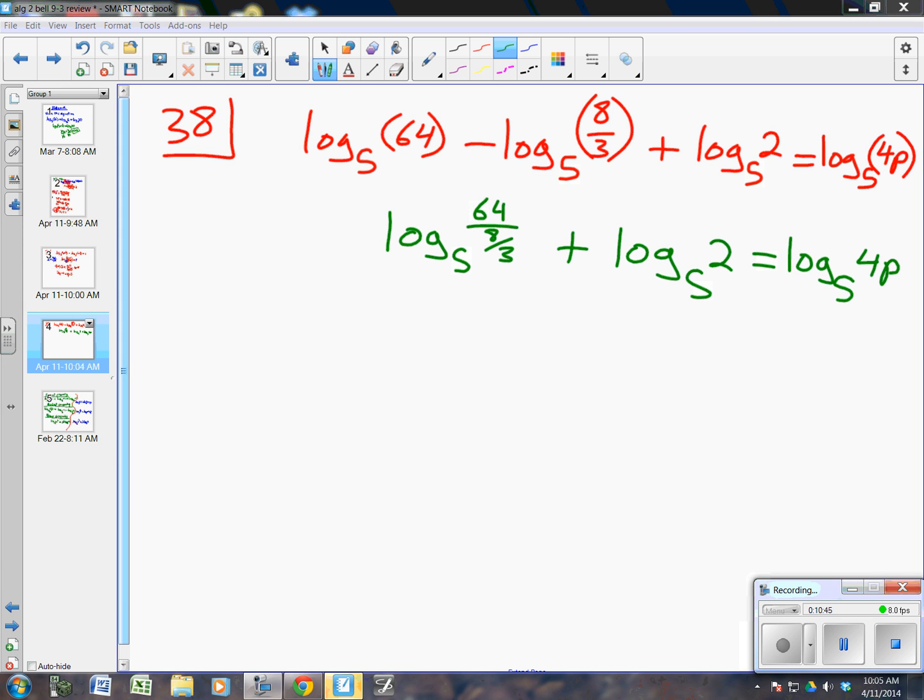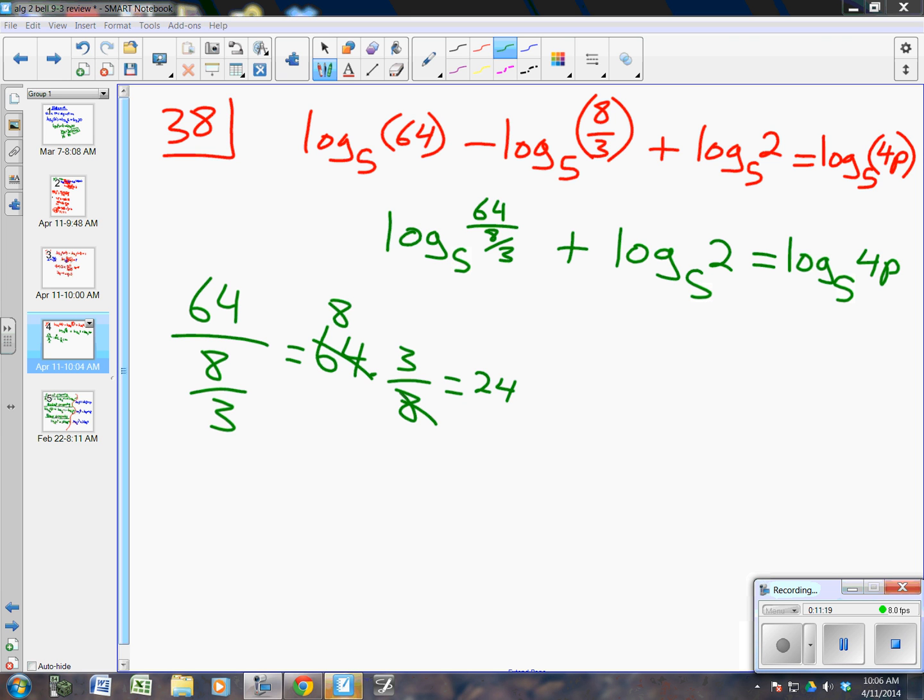Now, could I simplify 64 divided by 8/3? How do I simplify that? Well, what do you do? 64 times 3/8, right? 8 goes into 64 8 times. 8 times 3 is 24. So 64 divided by 8/3 is 24.